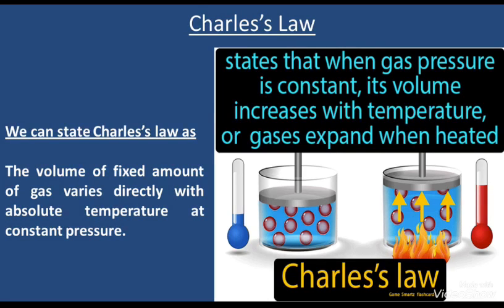So, by keeping two variables, which variables? Number of moles and pressure constant, we can study the relationship between volume and temperature. This diagram shows what? This diagram shows a direct relationship between volume and temperature of the gas molecules. So we can say that the volume of a fixed amount of gas varies directly with absolute temperature at constant pressure. This is the definition of Charles' law.